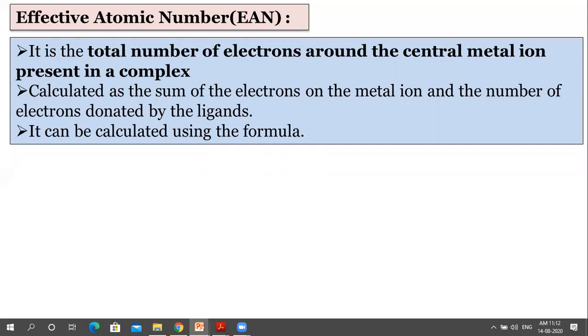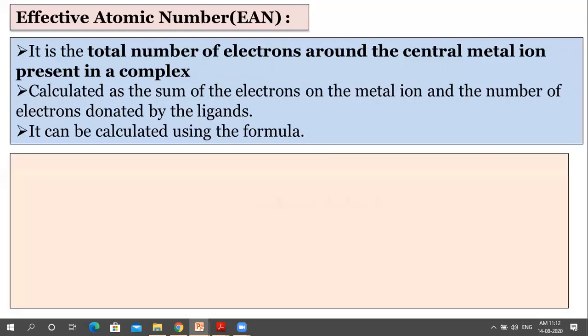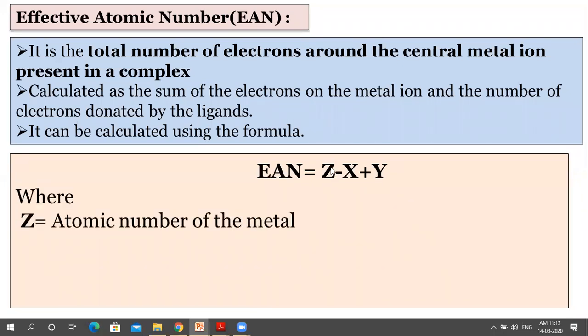This is calculated by one formula, and I will give this formula. The formula is EAN = Z - X + Y. We have to remember this formula. By using this formula, you can calculate the effective atomic number. I will explain one by one what Z, X and Y are. Z is nothing but the atomic number of the metal.